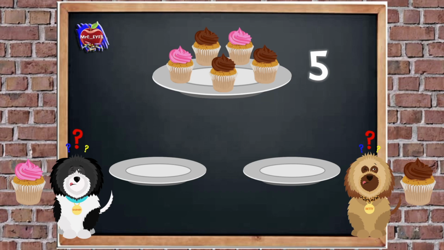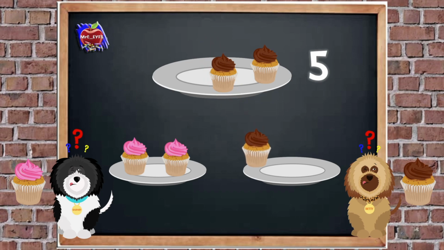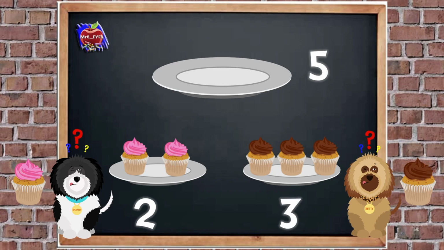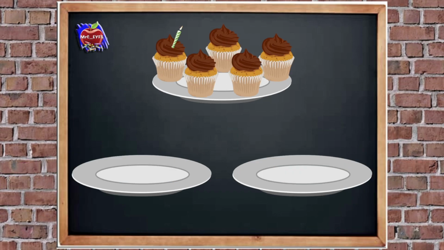So let's start with Barney. He wants the pink ones. Can you help me count them out? There's 1, 2. Excellent. And then we're going to give the chocolate ones to Betty. Let's count them. There's 1, 2, 3. Excellent. So Barney has got 2 cakes and Betty has got 3. Right, that's really good because already we're starting to think about number bonds and how we can break the 5 into 2 groups.